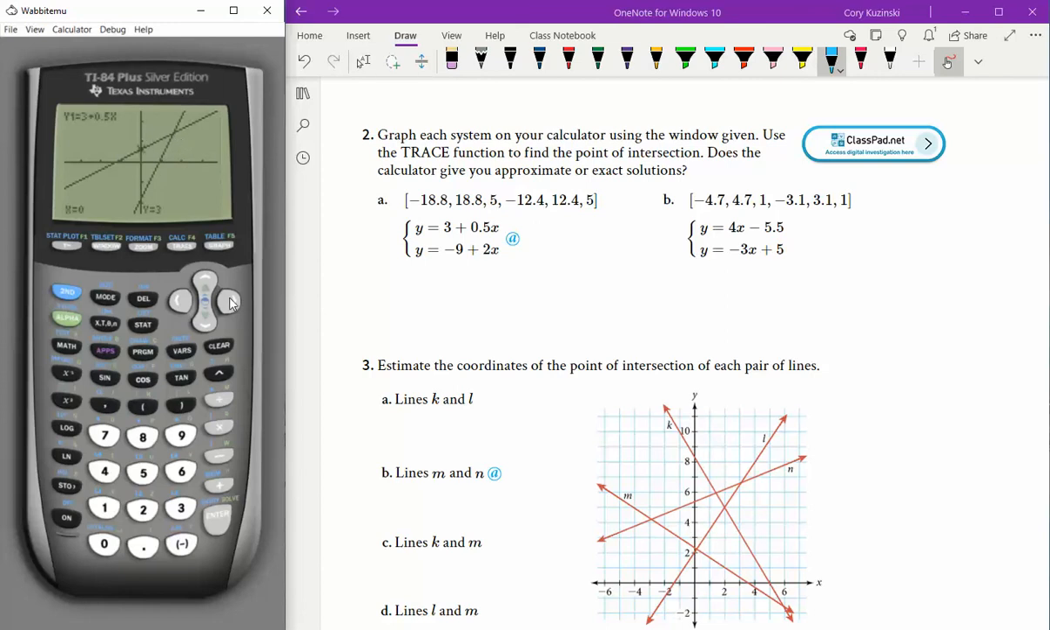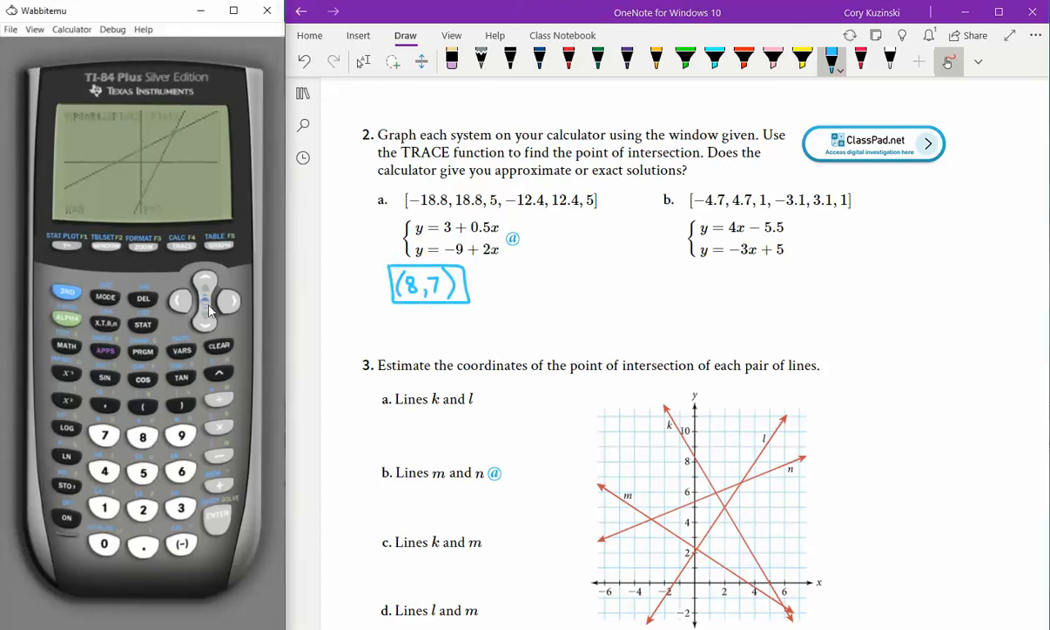So I'm supposed to use the trace function. I'm going to say it's about 8.4 and 7.2, or maybe 8 and 7. So let's see, 8, 7 is on one of the lines. 8, 7 is on the second line. So actually the solution is 8, 7. And in this case, I was able to find the approximate solution, but I did have to kind of guess and check a little bit there.